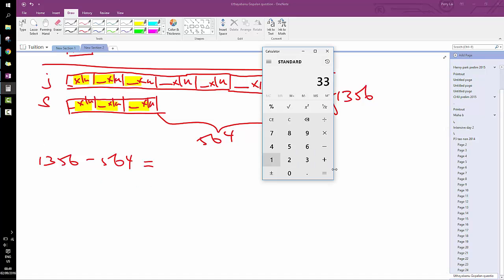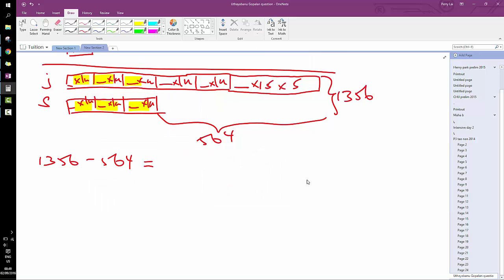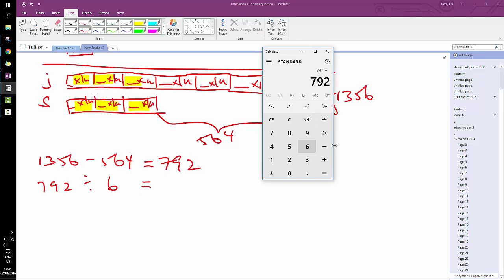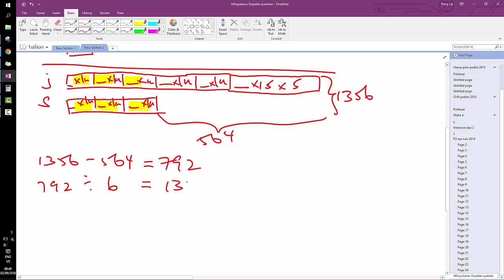Very quickly, 1, 3, 5, 6, subtracting 564 gives me 792. Cool. And so I found those 6 yellow highlighted boxes. 792 divide by 6, I'll get one of those boxes. So let's find that out. Divide by 6. 132. Cool. So one of those boxes is 132.